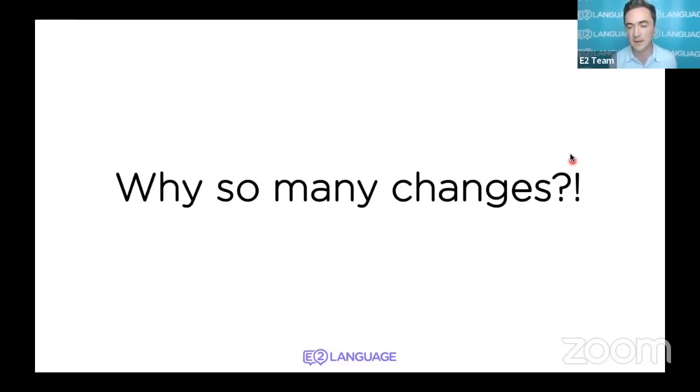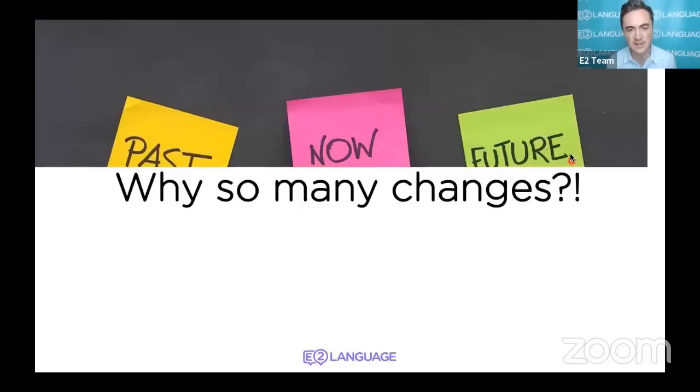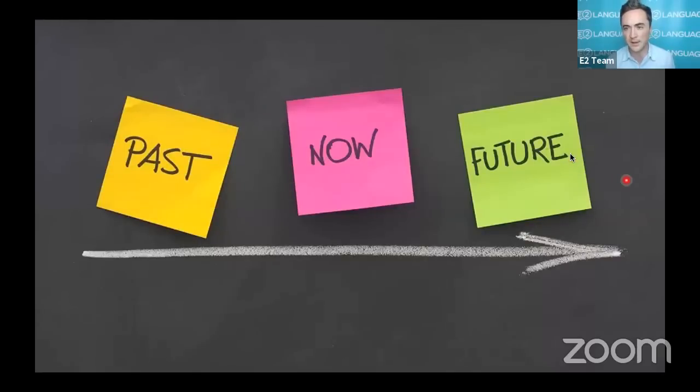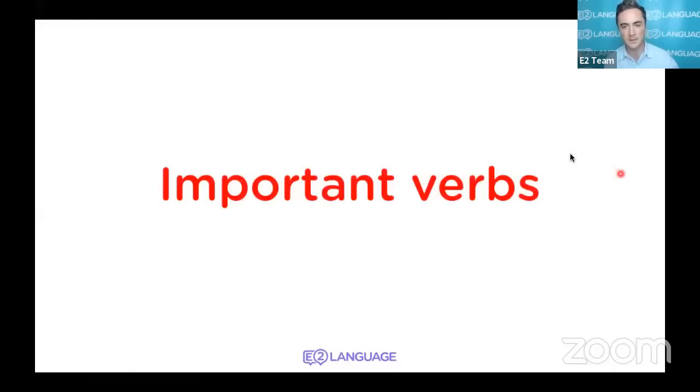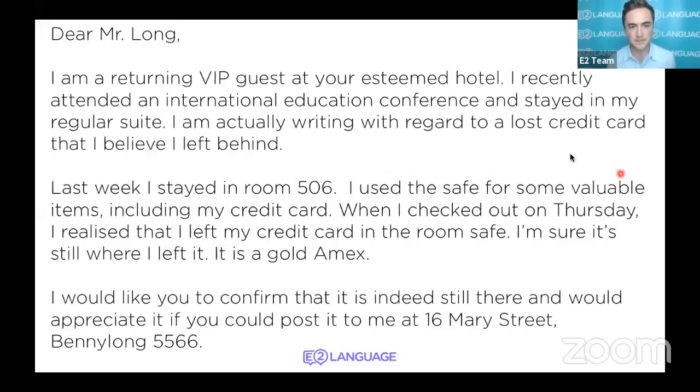There are in fact more which I didn't put on here because they are extremely rare. Why so many verb changes? It's crazy. Well, our verbs tell us 2 things. They tell us about the time of past, present, or future, but they also have another alternative meaning, okay? And I want to get to that. Let's look at these important verbs.